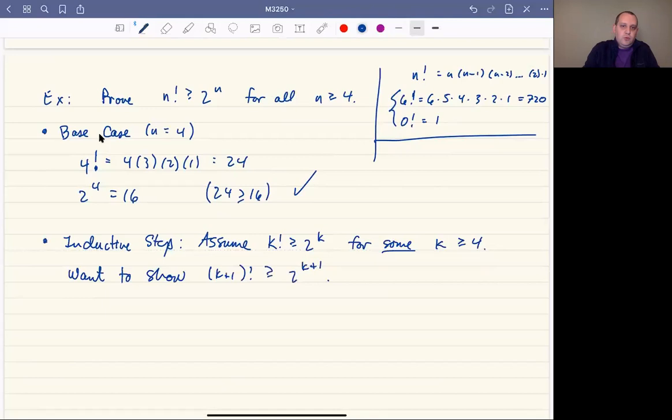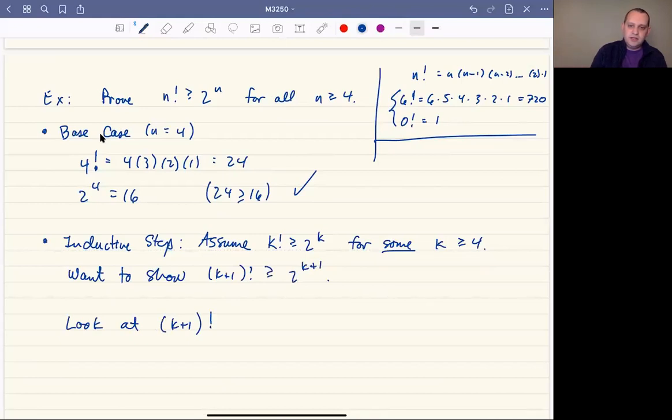And if we can do that, we win. We've established that this is true for all n greater than or equal to 4 using the principle of induction. So let's just do this. The thing that we want to prove something about is k plus 1 factorial. And somehow from this, we want to extract information about k factorial.